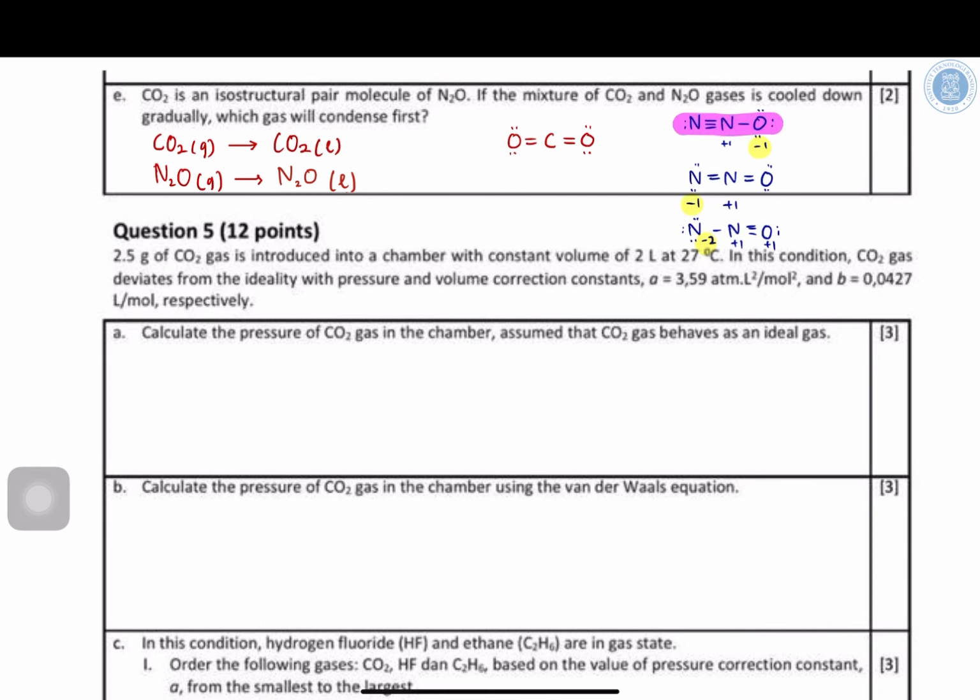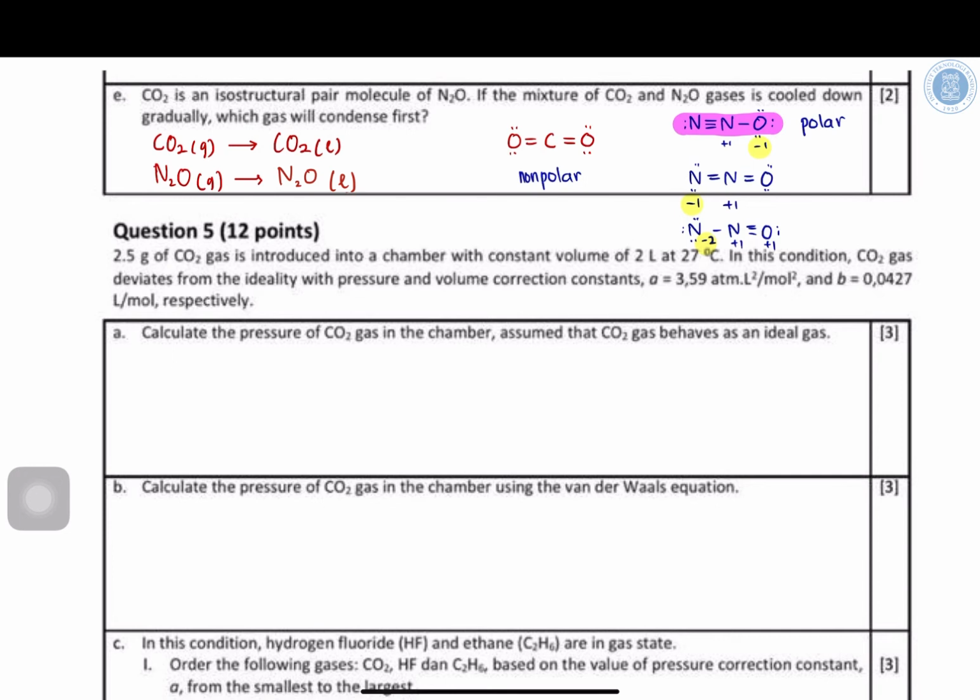So based on the Lewis structure, we know that N2O is a polar molecule, while CO2 is nonpolar. The CO bond is a polar bond, but because of the structure, because it is linear, the overall CO2 is nonpolar because there is no net dipole moment. But for N2O, this is polar.